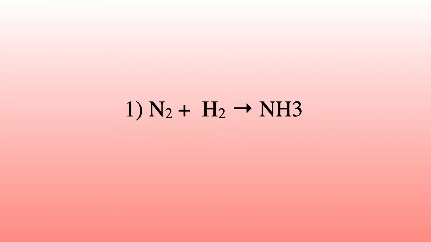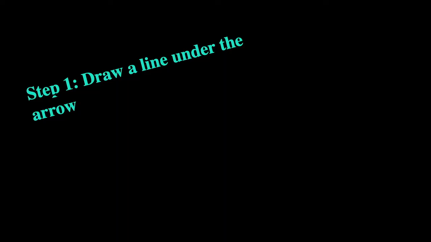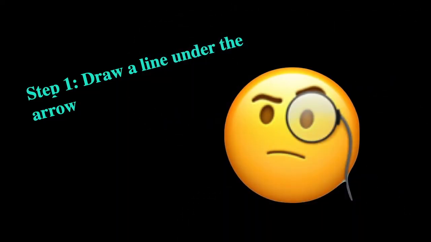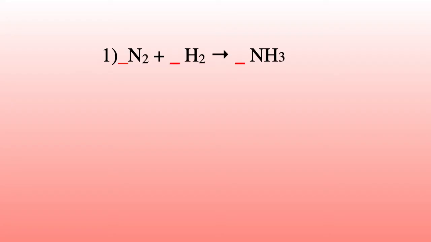There are 3 steps to balancing equations. Step 1 is draw a line under the arrow. Chemical equations consist of chemical formulas. Chemical formulas have both reactants and products, so we draw a line in order to separate these. We have reactants on the left side and products on the right side. The arrow usually refers to yield.